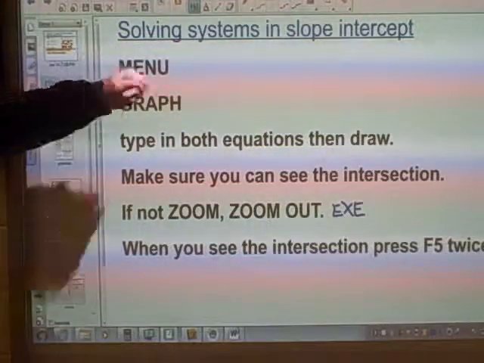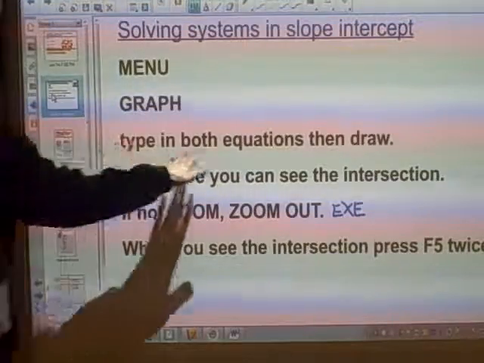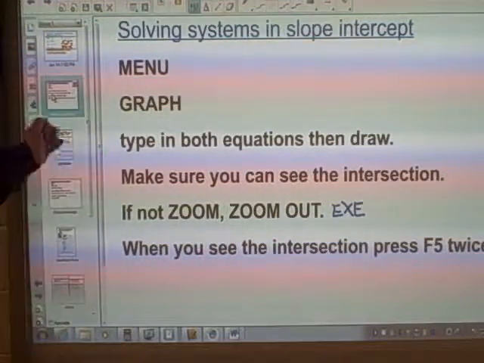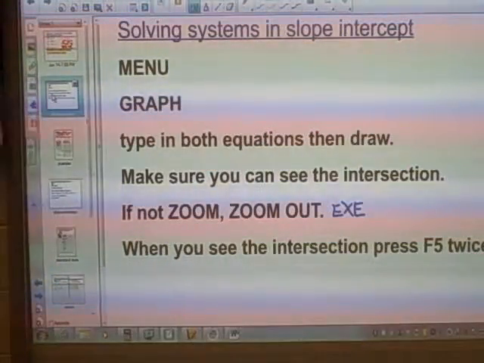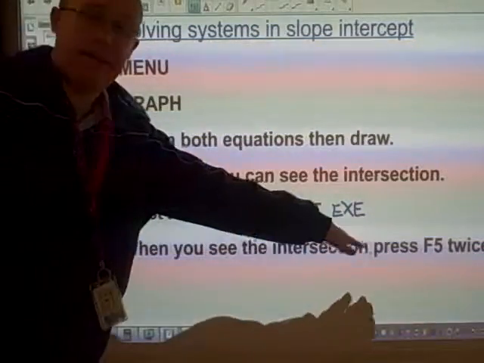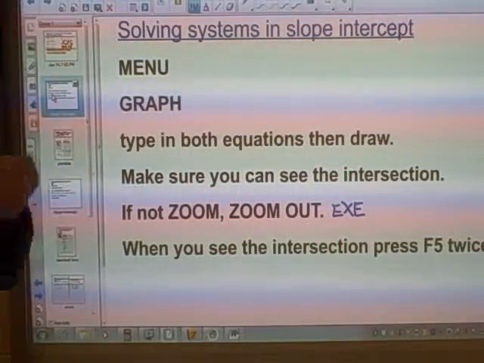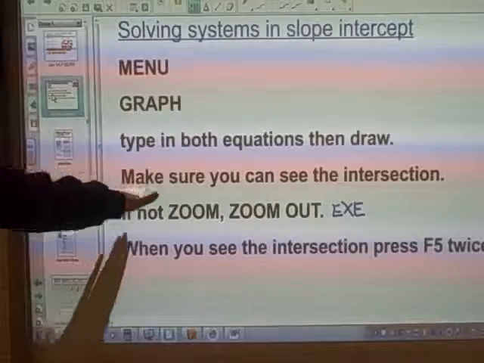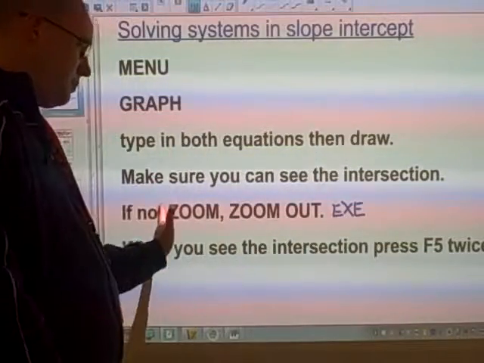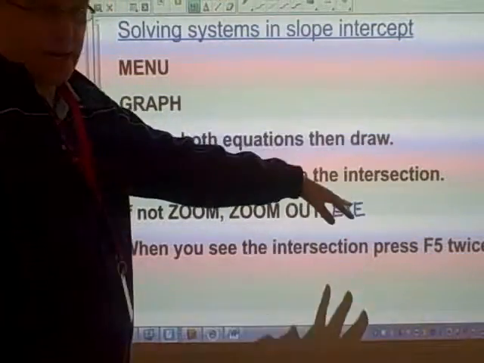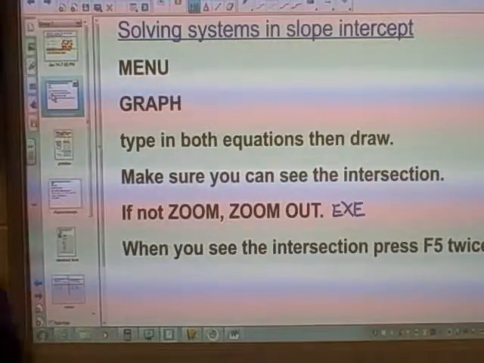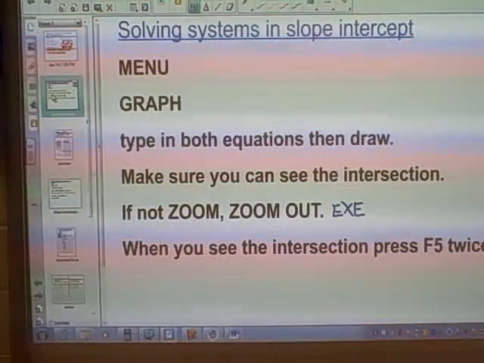We're going to go to Menu. We're going to go to Graph. We're going to type in both equations and then Draw. And then we're going to make sure we can see the intersection. And if we can see the intersection, we're going to press F5 twice, G-solve and then intersect. If we can't see the intersection, we're going to zoom out by pressing Zoom, Zoom out, and then Execute. And we might have to do that a few times until we can actually see the intersection.